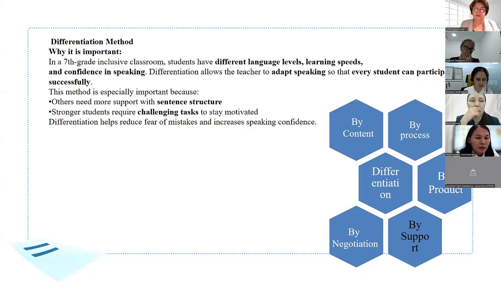Differentiation can be done in different ways: by content, by process, and by product. We can also differentiate by support and by negotiation with students. Using differentiation, all students feel included, supported, and more confident to speak English.